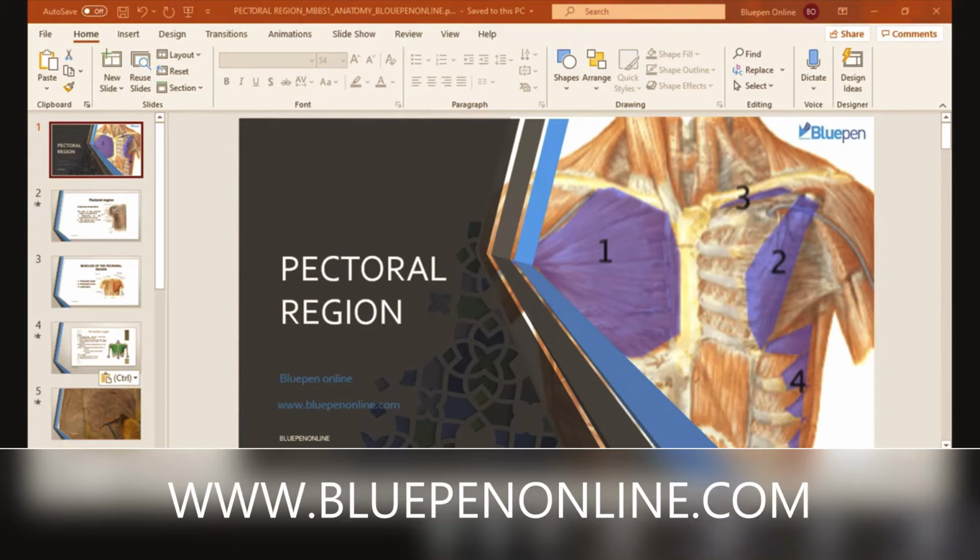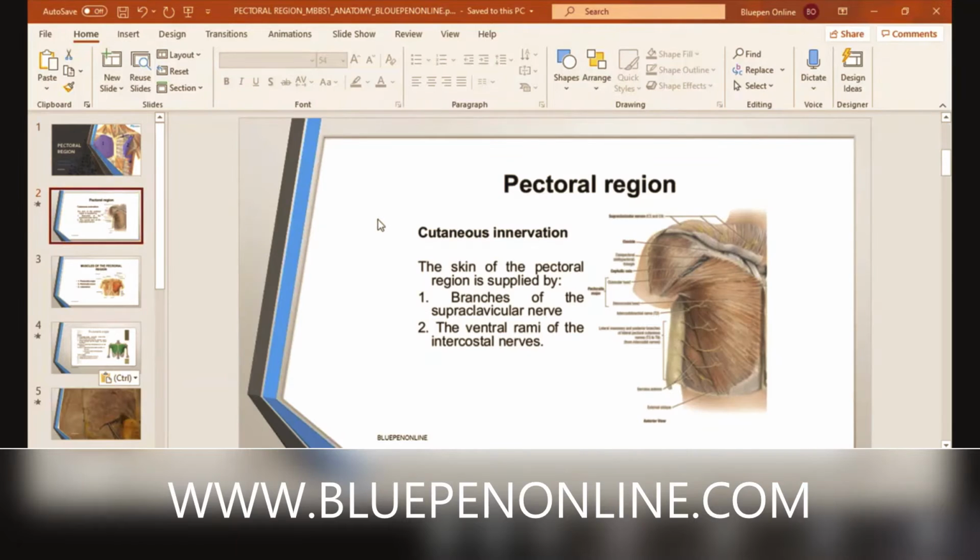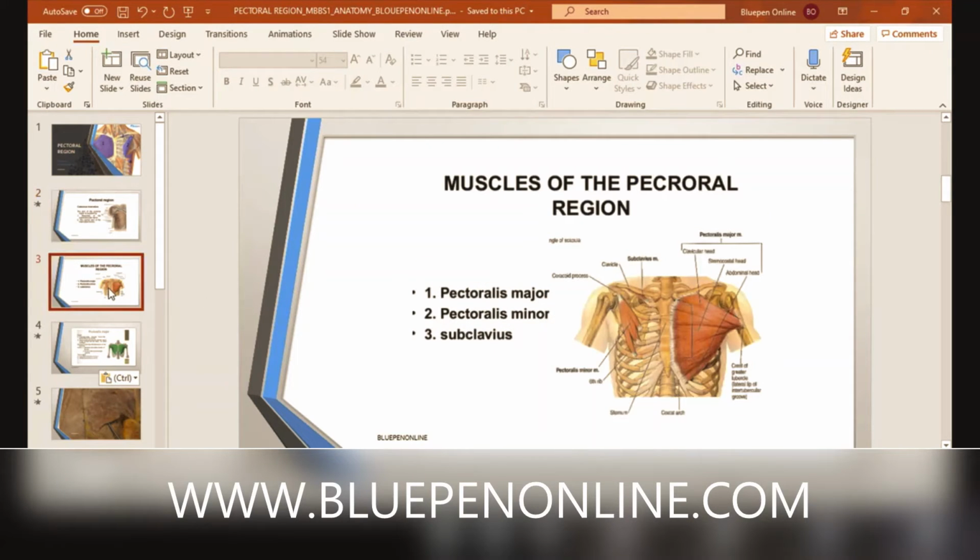Okay, then we'll move to the pectoral region. So what do you know about the pectoral region, students? You can see the pectoral region. The skin of the pectoral region is supplied by the branches of the supraclavicular nerve and the ventral rami of the intercostal nerve. Next, your topic is the muscles of the pectoral region.